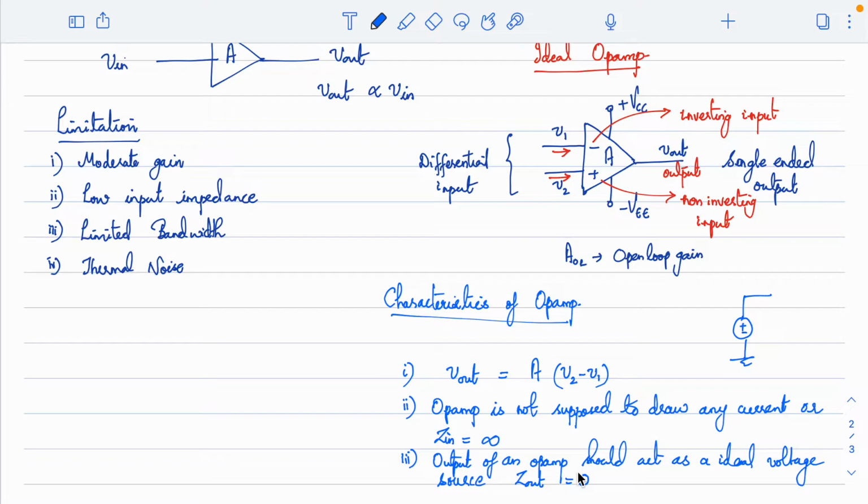Alright. Apart from this, we'll look at the various ideal features of an op amp. These are the things we need to understand about the op amp, at least the first time. The output is equal to gain times V2 minus V1, and input terminals should not draw any current, which refers to input resistance being infinity. Output should act like an ideal voltage source. That means output impedance should be equal to 0, right?